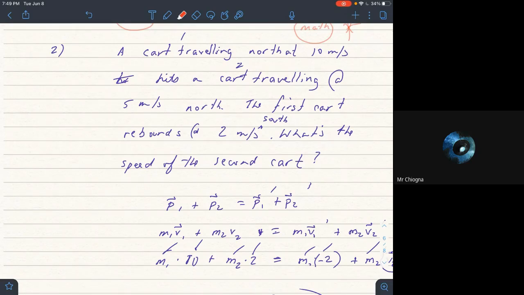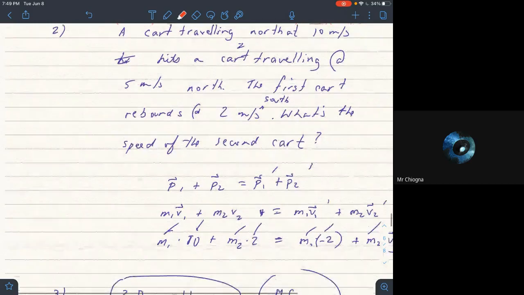The main point of this is showing the math involved. It's all going to be adding or subtracting. There's no use of the Pythagorean theorem. There's no use of a right angle triangle here. And the math, therefore, is pretty simple. Just adding and subtracting. So what's the speed of the second cart?